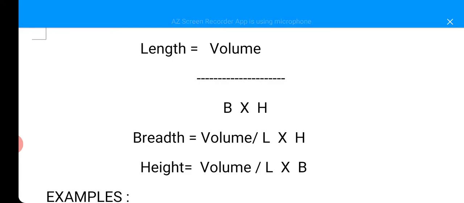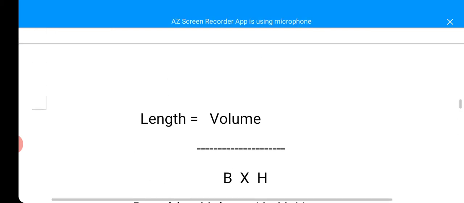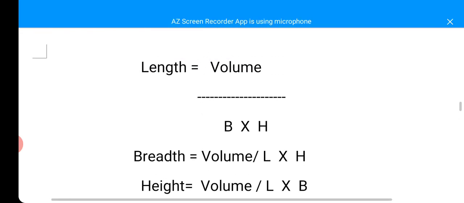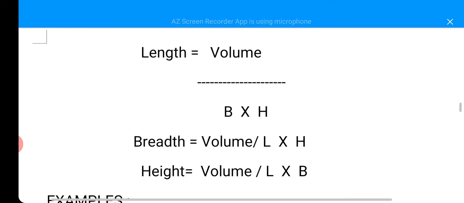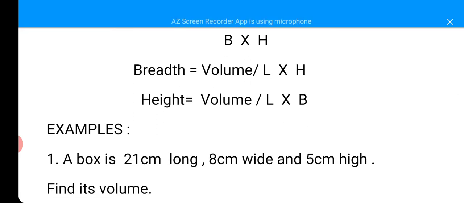We can also be asked to calculate the length, breadth or height. If we are asked to calculate the length, length is equal to volume divided by breadth times height. Breadth is equal to volume divided by length times height. Height is equal to volume divided by length times breadth. So let's look at the examples.